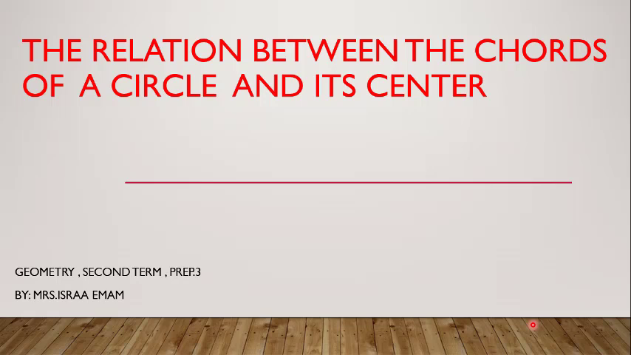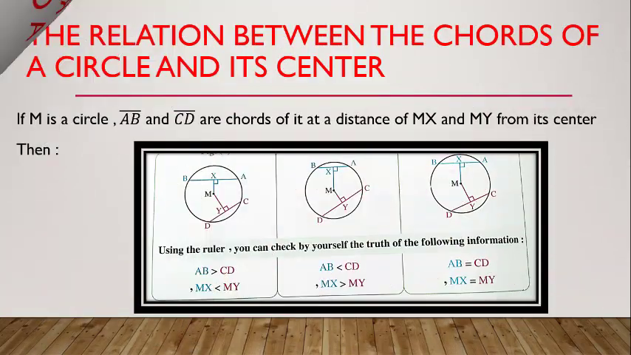Today we will continue Unit 4 in Geometry. Our session today is about the relation between the chords of a circle and its center. If you have a circle M and you have two chords AB and CD, the distance between the center and the chords is MX and MY.